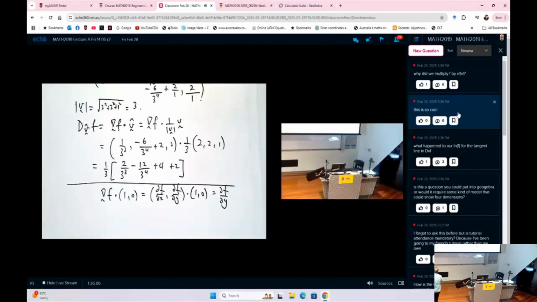It is cool. What happened to our log 1? Log 1 went away because log 1 is 0. It disappeared. It's a magic logarithm.